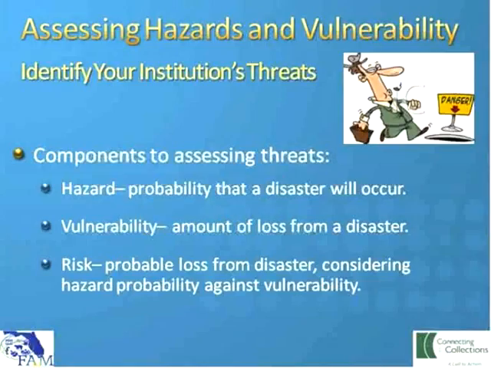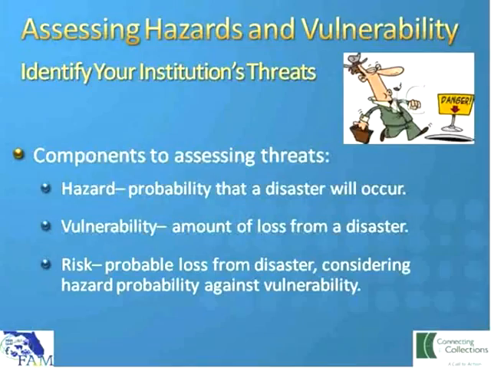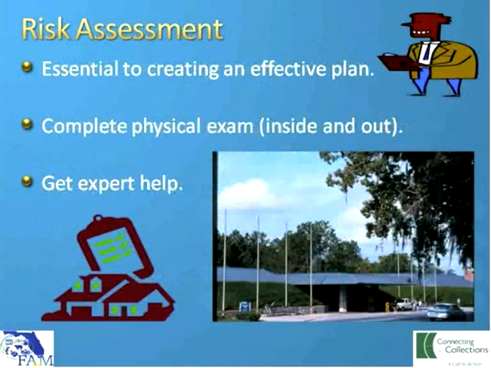There are three separate components in assessing potential danger to an institution. Hazard, that is the probability that a disaster will occur. Vulnerability, that is the degree of exposure to a hazard and the amount of loss from a disaster. And risk, that is the probable loss from a disaster as determined by considering the hazards of a location and the vulnerability of the assets located there. Assessing potential disaster risk requires an analysis of the hazards and vulnerability, determination of acceptable levels of risk, followed by the development of reasonable preventive measures.